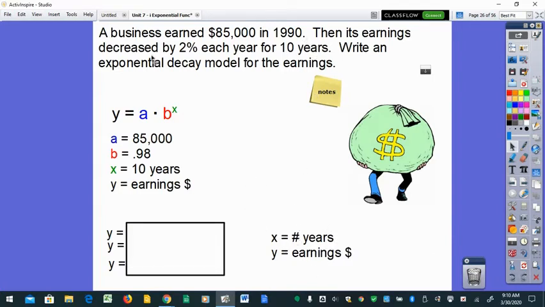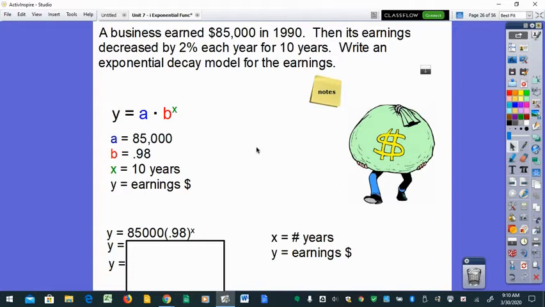And y is going to be the earnings in dollars. I started with 85,000. My decay factor is 0.98. Unfortunately, my earnings are going down, and I'm going to put the general form here with the x up there. And now I can look for any number of years.